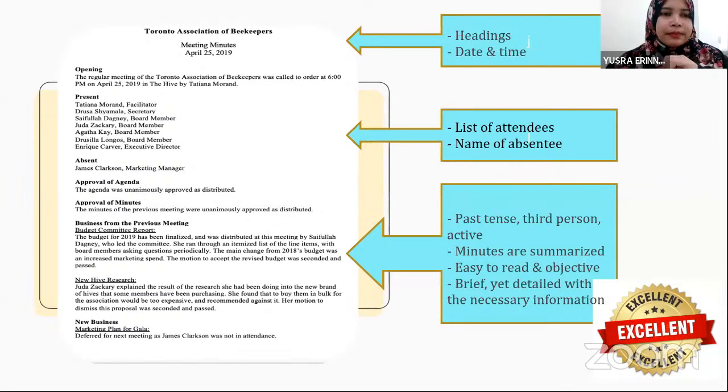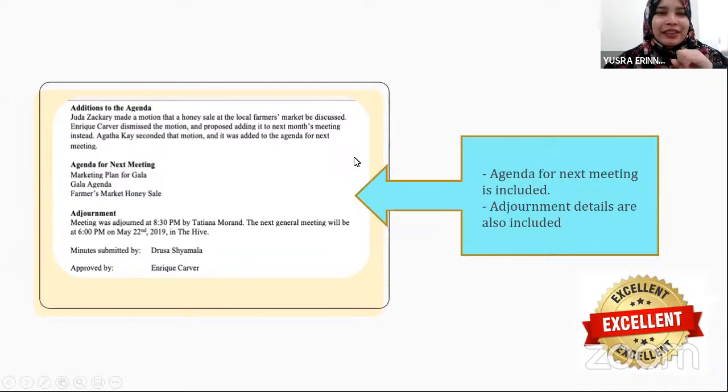And then you will also have new business and new things that you are going to discuss. Sometimes it depends on the length and on the issue that is being raised in a meeting. So the minutes of a meeting can be just 1 page, but it could go up to 2, 3, or 5 pages. It depends on the nature of the meeting itself.